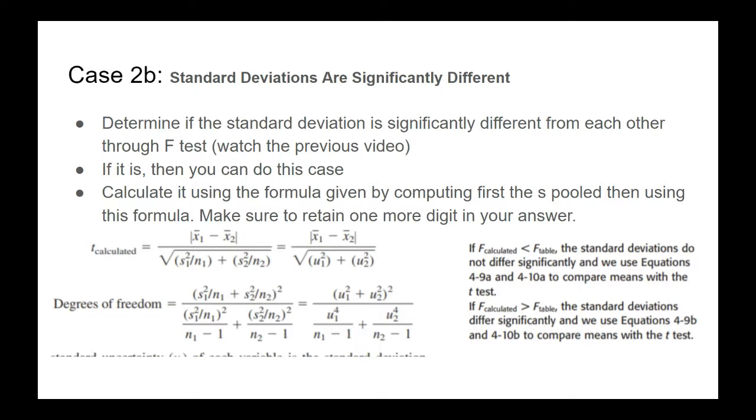I know it looks very complicated, and we're going to try to explain it. And if it is, then you can do this case. And then we're going to calculate it using the formula given, first by computing the S-pool, then that one again. Okay? Make sure to retain one more digit in your answer. All right, so we're going to explain what this one is, okay?